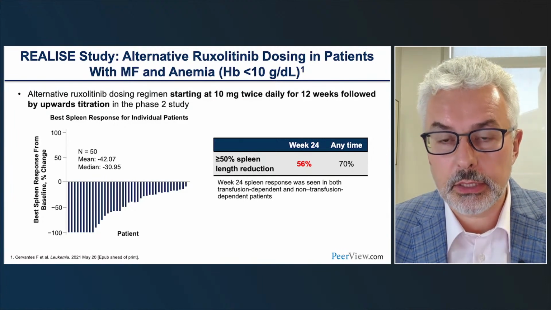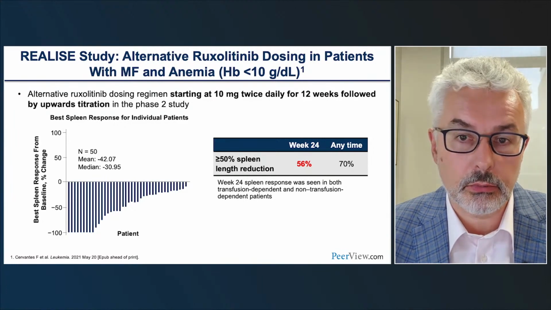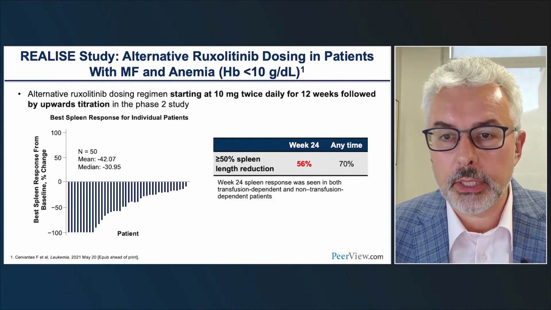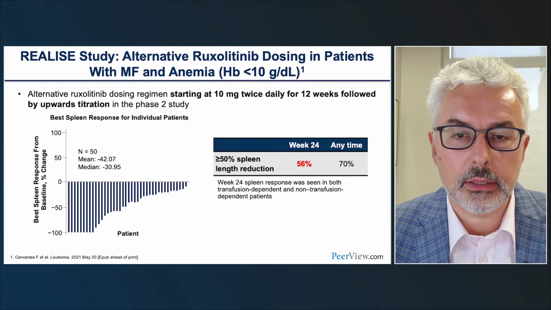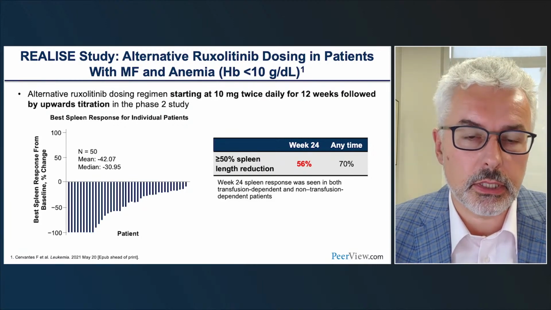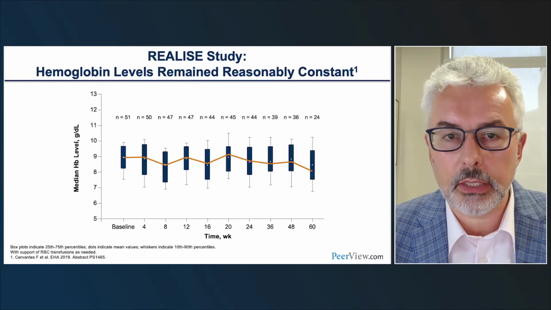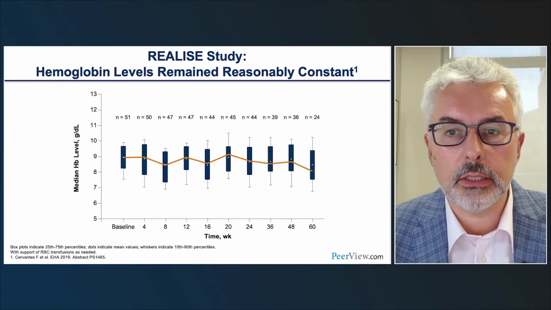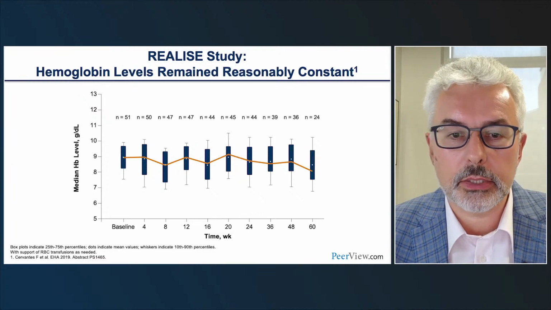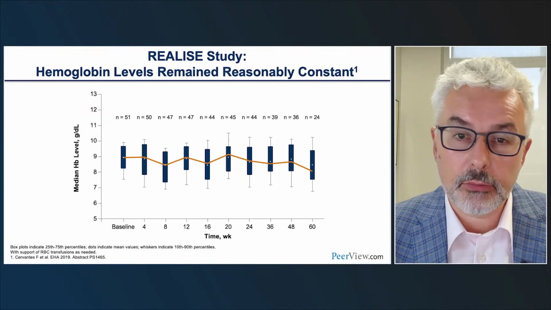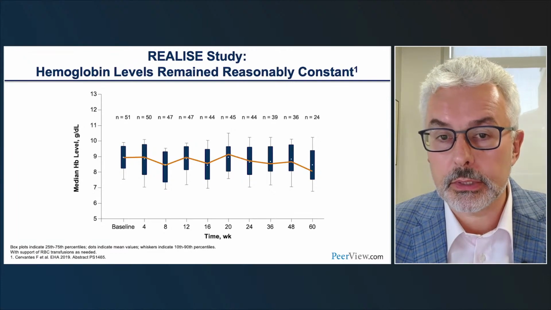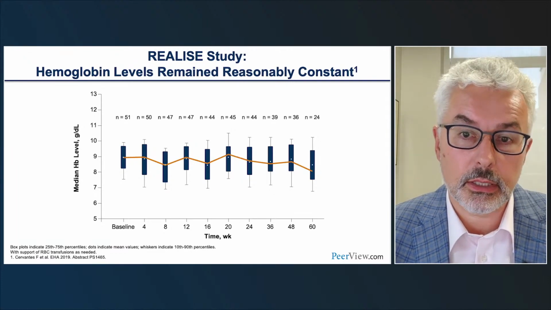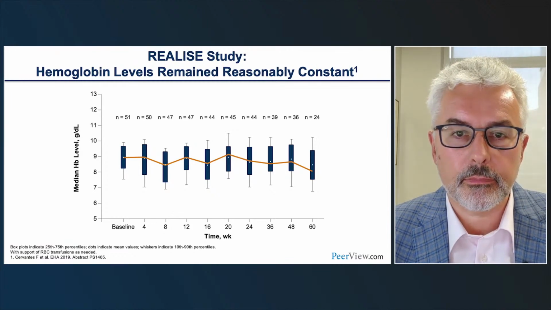And with this alternative dosing regimen from low to high, you can see here a 56% response rate by palpation, meaning 50% of spleen reduced, which is a very good result and appears to be in a safer way, because when you look at the hemoglobin levels over time, they remain reasonably constant, and not too many patients require transfusions. About 40% of the patients actually went up quite significantly during this up-titration during the first 6 months, and the result is really formidable.